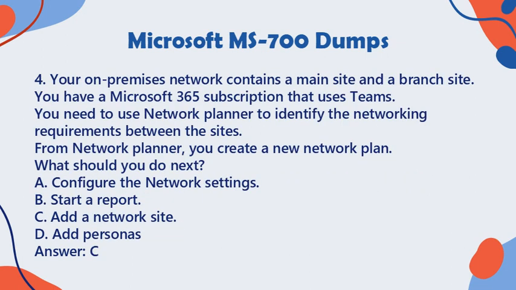4. Your on-premises network contains a main site and a branch site. You have a Microsoft 365 subscription that uses Teams. You need to use Network Planner to identify the networking requirements between the sites. From Network Planner, you create a new network plan. What should you do next? A. Configure the network settings. B. Start a report. C. Add a network site. D. Add personas. Answer: C.